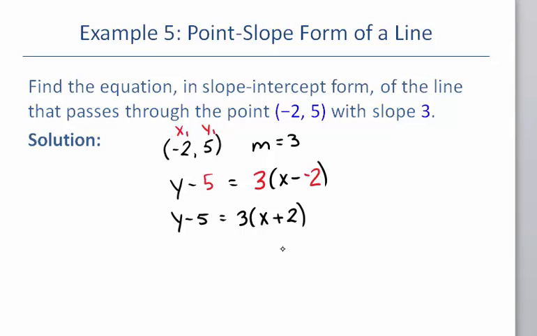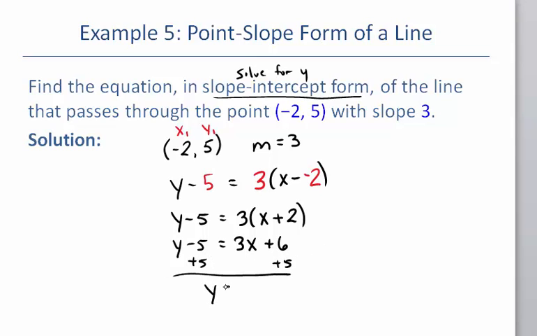Now, the first thing that I want to do, because it is asking me to put it in slope-intercept form, which remember means to solve for y, we're going to distribute the 3 throughout the parentheses. So on the right-hand side, we'll have 3x plus 6. Then we're going to add 5 to both sides. So we have y is equal to 3x plus 11. And that is our equation in slope-intercept form of the line that passes through the point -2, 5 and has a slope of 3.